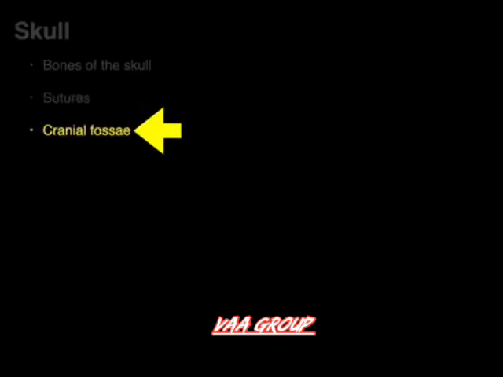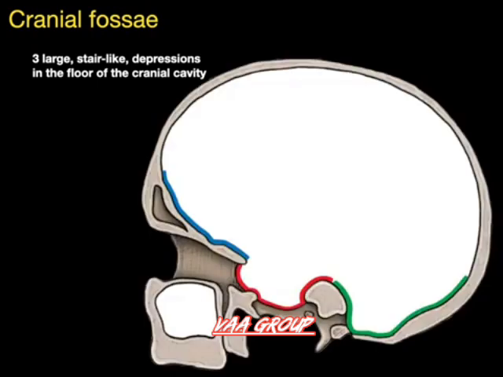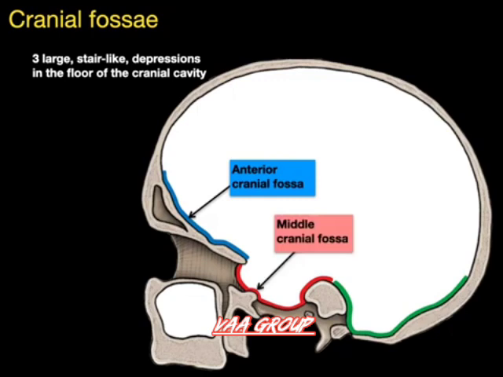Now let's go to cranial fossae. Now, cranial fossae are three large stair-like depressions in the floor of the cranial cavity. So here's the sagittal section of the skull from a lateral view, and there's the anterior cranial fossa. A step down is the middle cranial fossa, and a step down is the posterior cranial fossa.